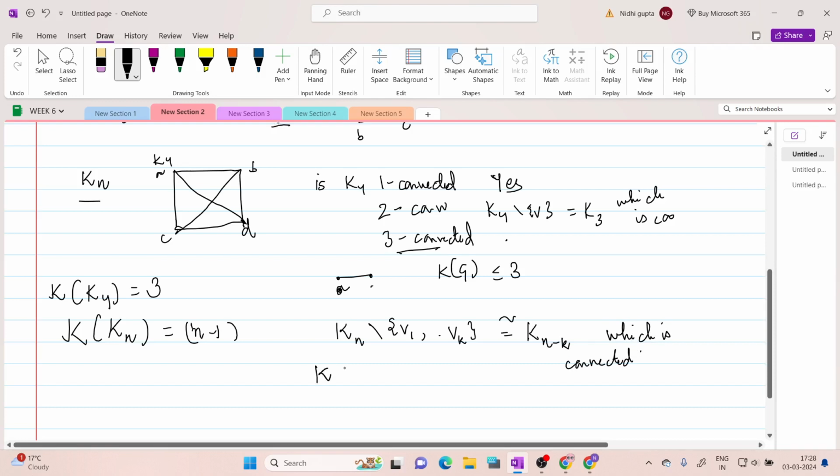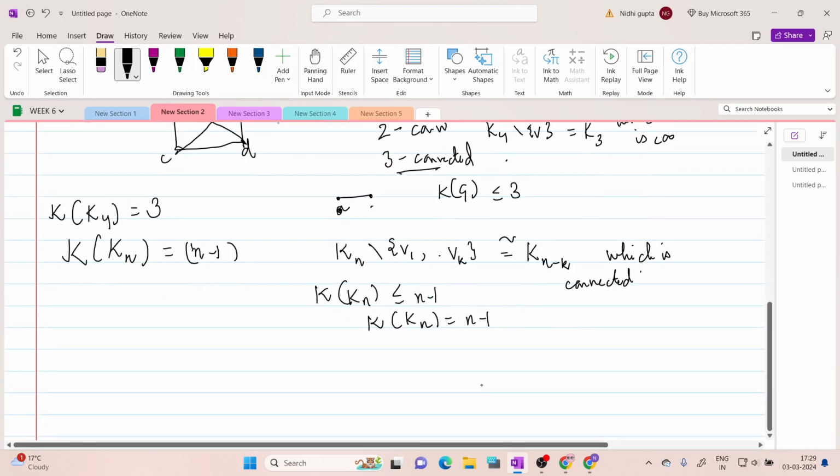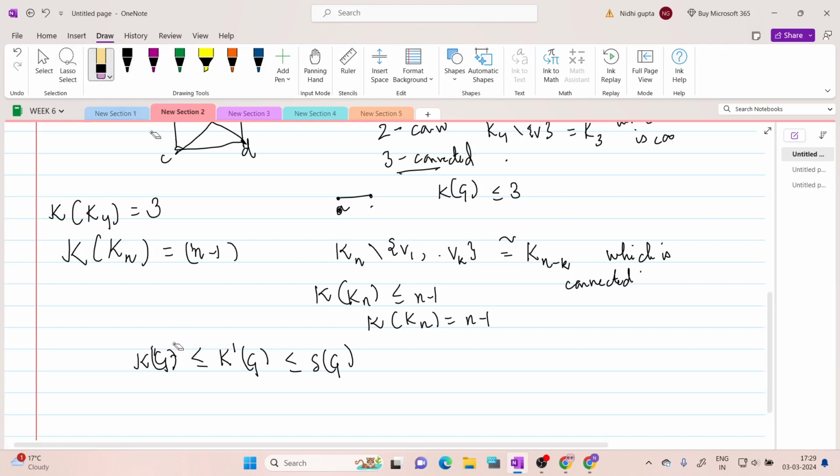And we have that connectivity should be less than or equal to n minus 1. Therefore, we have that the vertex connectivity of Kn is n minus 1. What about edge connectivity? Now we can maybe use this inequality: vertex connectivity is less than or equal to edge connectivity, which is less than or equal to minimum degree. So using this, can we get the edge connectivity of Kn also?